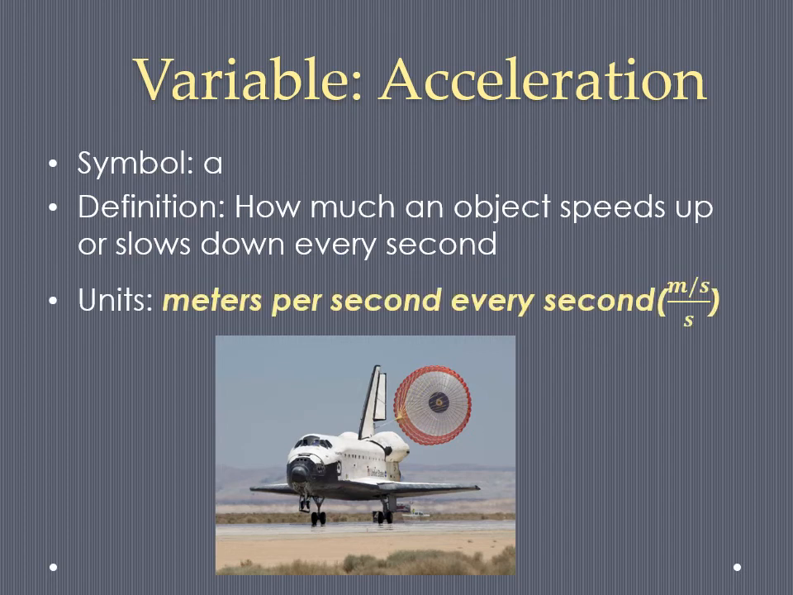The units for acceleration are meters per second every second, because it describes how much an object's velocity changes every second. So if you look at that kind of for short over there, we've got the meters per second on the top of that fraction, and then the every means divided by second.